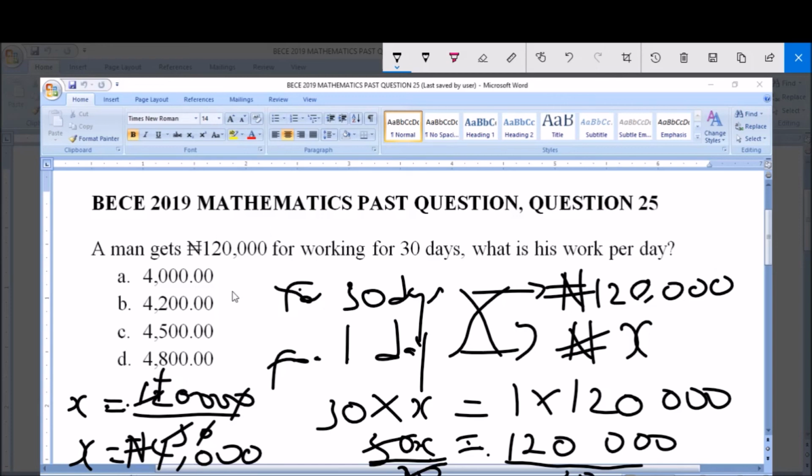And from our options here, A says 4,000 naira. So our answer is A, 4,000 naira.